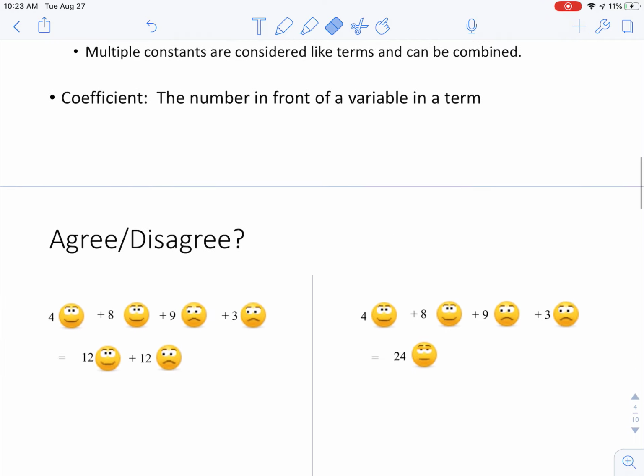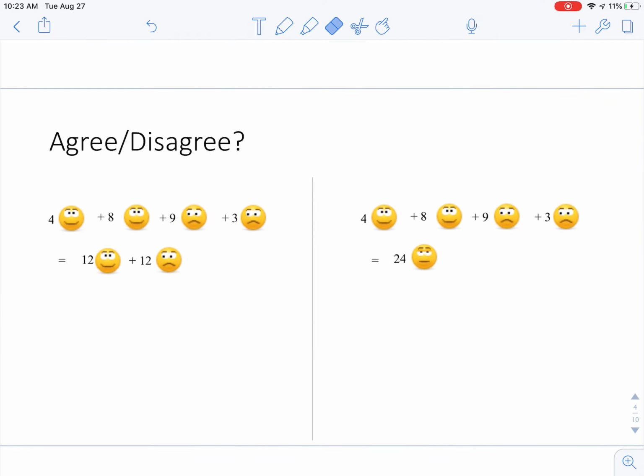All right, so we're going to do some agree and disagree here. What I want you to do is pause the video, take a look, and see if you agree or disagree with the conclusion. I know it's silly with smiley faces, but give it a try. All right, so in this, these smiley faces can be like terms, okay? There's one variable, the variable is a smiley face, and there's no exponent. These two terms are both smiley faces, which means we can add the coefficients 4 and 8 to get 12 smiley faces.